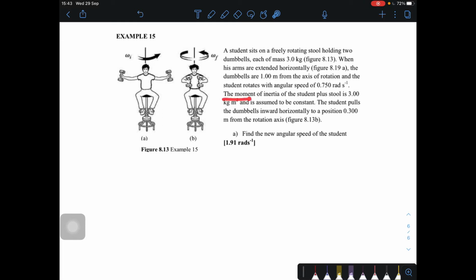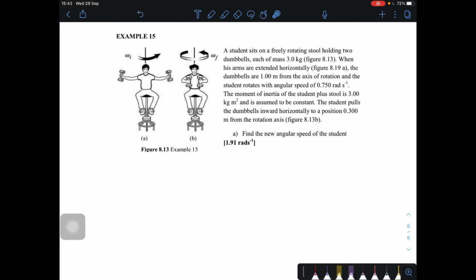The moment of inertia of the student plus the stool is 3 kg meter square and is assumed to be constant. The student pulls the dumbbells inward horizontally to a position 0.3 meter from the rotation axis. Find the new angular speed of the student.